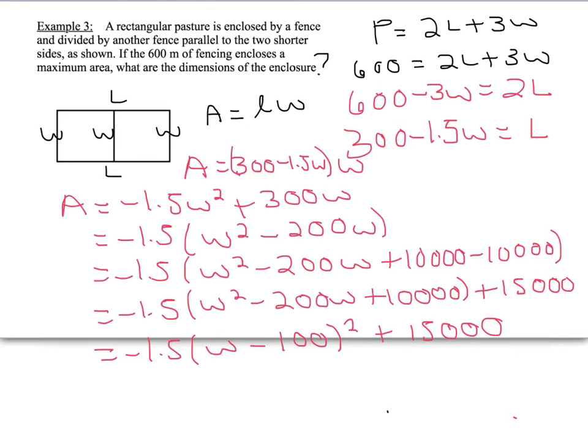Okay, so we have our vertex, so therefore we know our maximum area. Okay, that's what the question's asking for. And it's also asking the dimensions of the enclosure. So let's determine the other dimension now. Okay, so remember that the length was equal to 300 minus 1.5 times our width, which is 100. Okay, so we do that work, we get 150 for our length.